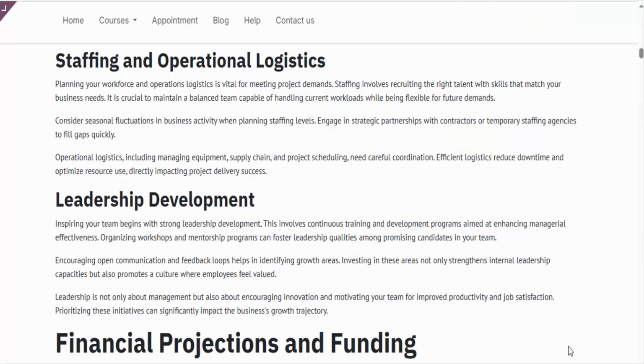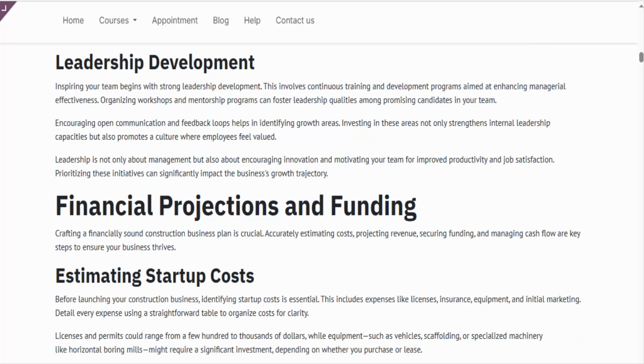Leadership development. Inspiring your team begins with strong leadership development. This involves continuous training and development programs aimed at enhancing managerial effectiveness. Organizing workshops and mentorship programs can foster leadership qualities among promising candidates in your team. Encouraging open communication and feedback loops helps in identifying growth areas.